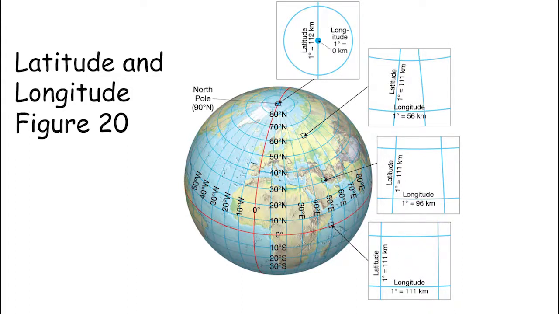The North Pole is at 90 degrees north. You actually describe the location of the North Pole just with latitude, 90 degrees north, because there is only one point that is at 90 degrees north. You cannot describe longitude. The longitude has no distance at the North Pole.